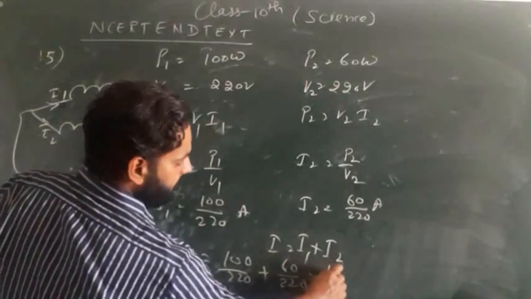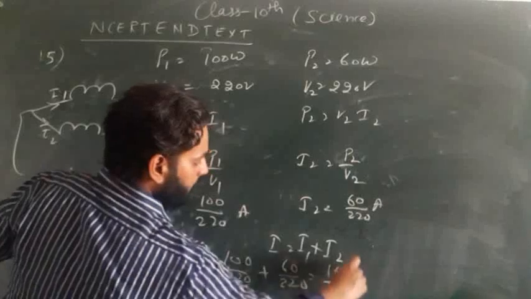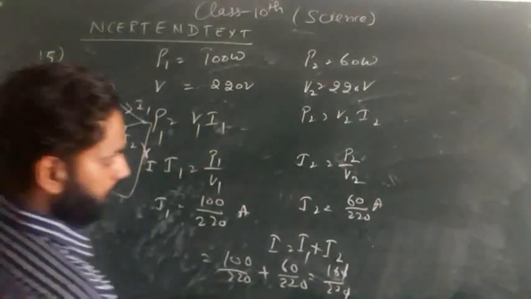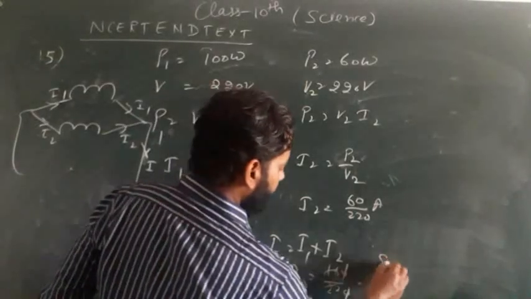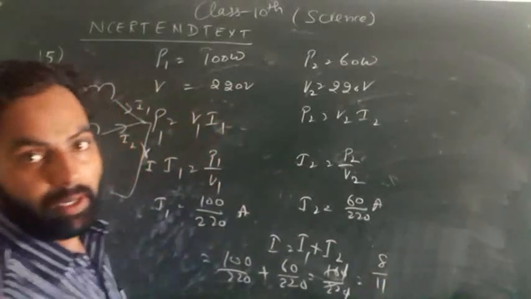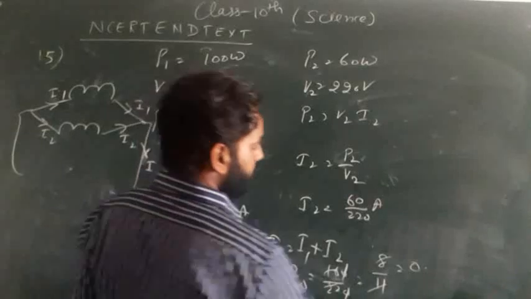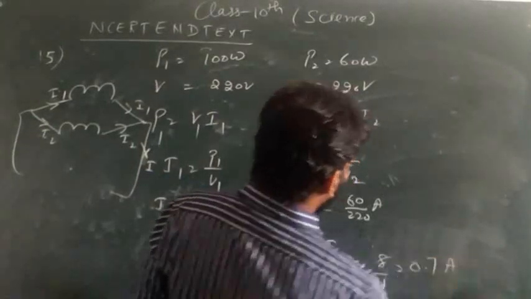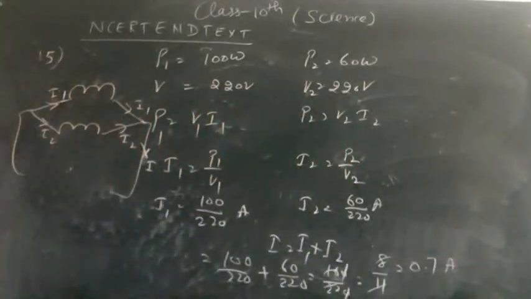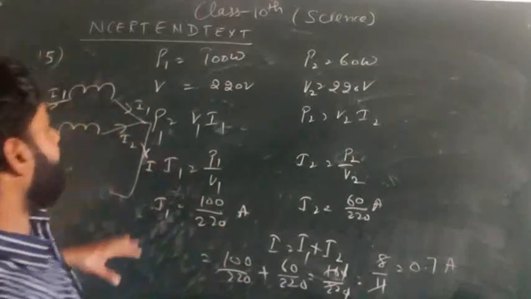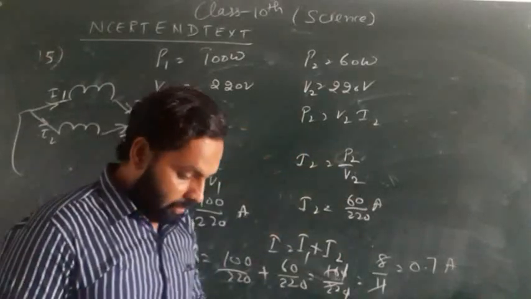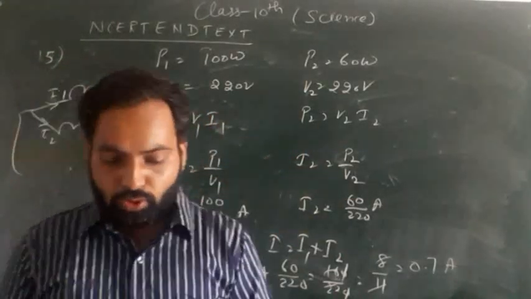Here it comes out to 160 upon 220. So 0 cancels with 0, and here it comes out to be 8 by 11. So it comes out to be 0.73 ampere. So this is the value of current for these two lamps when they are connected in parallel.